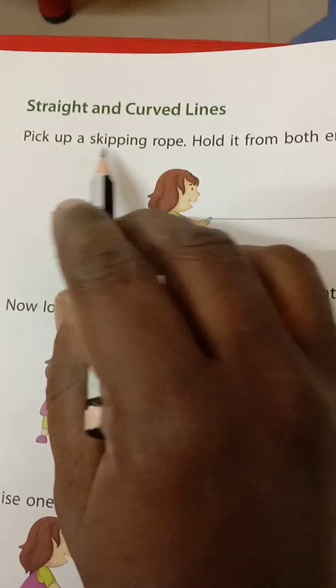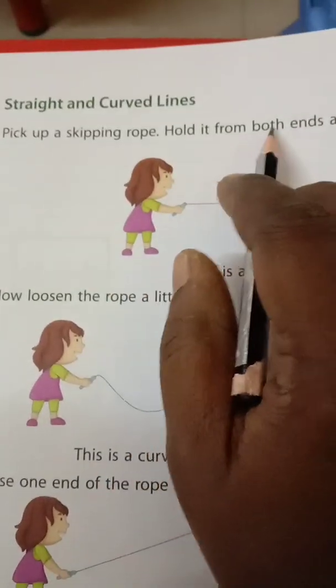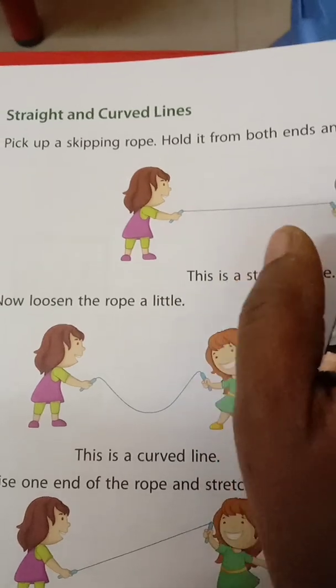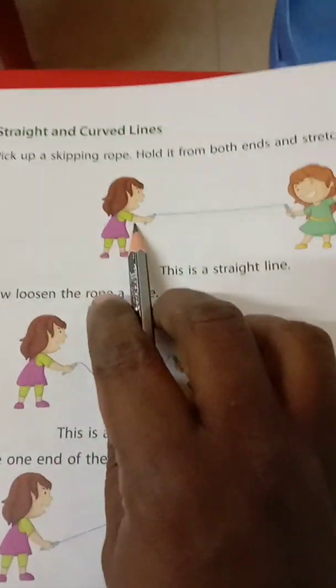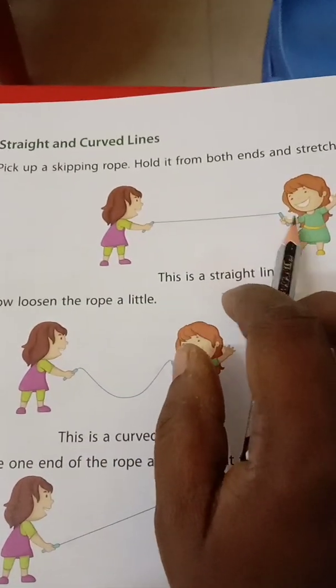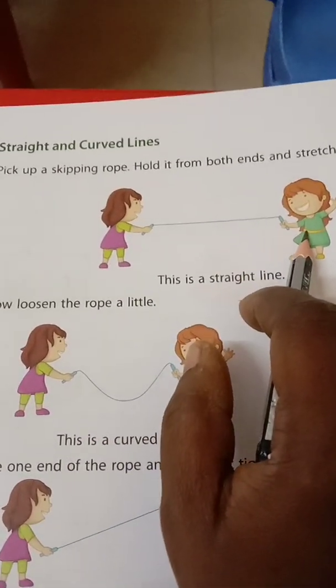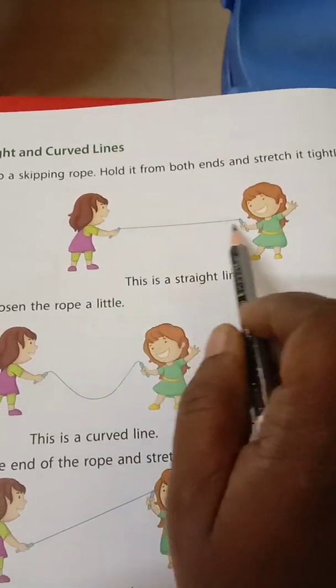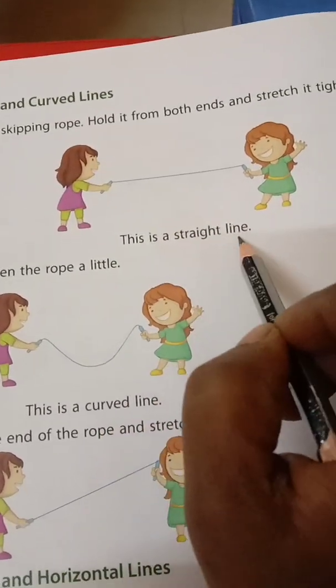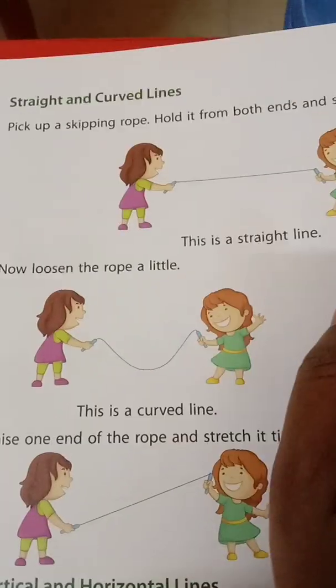Pick up a skipping rope. Hold it from both ends and stretch it tightly. So what has it become? This is a straight line.